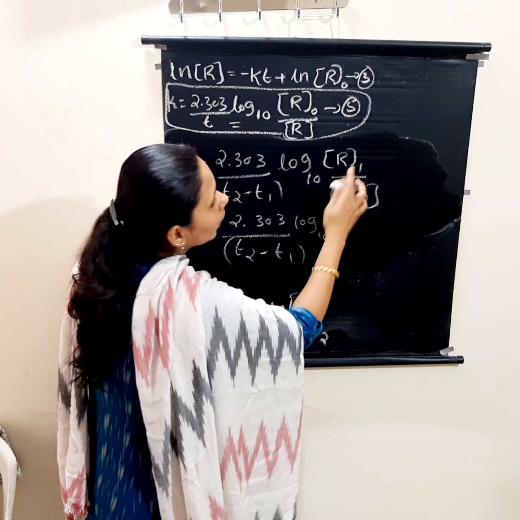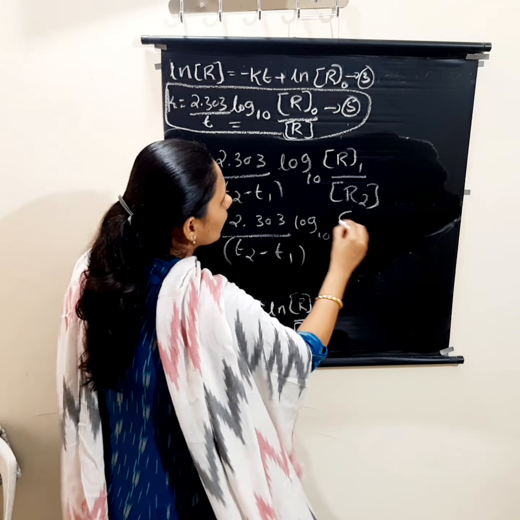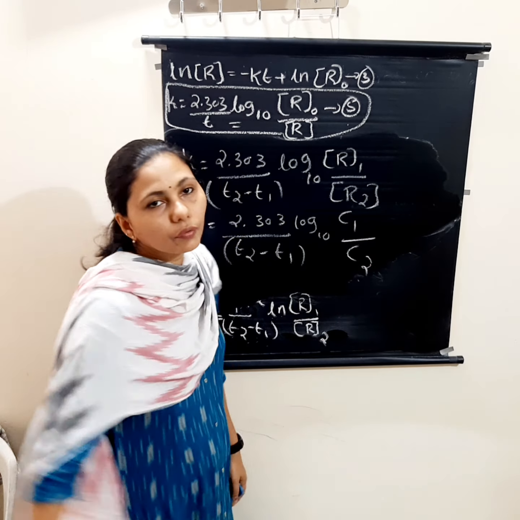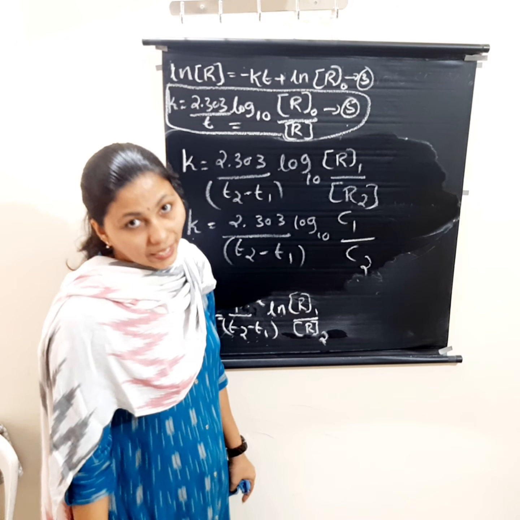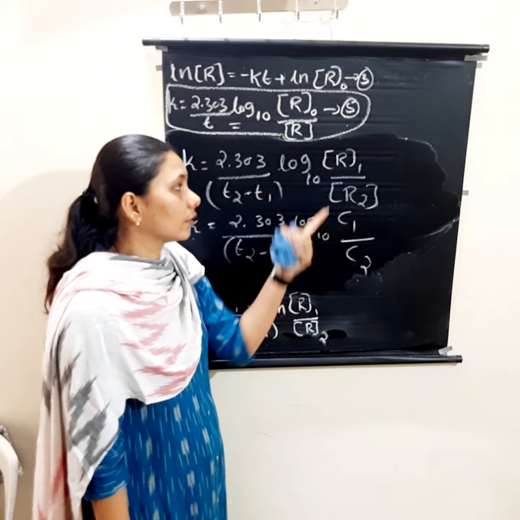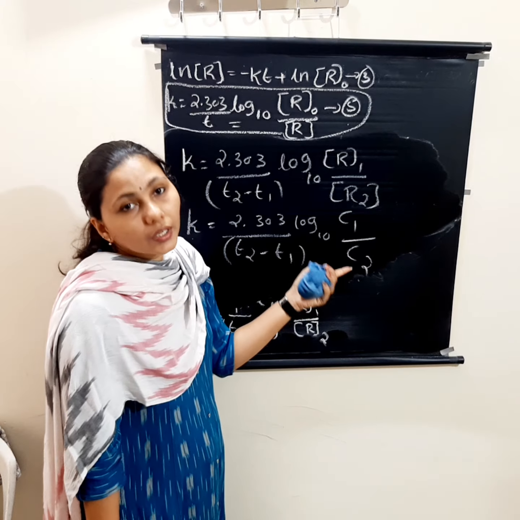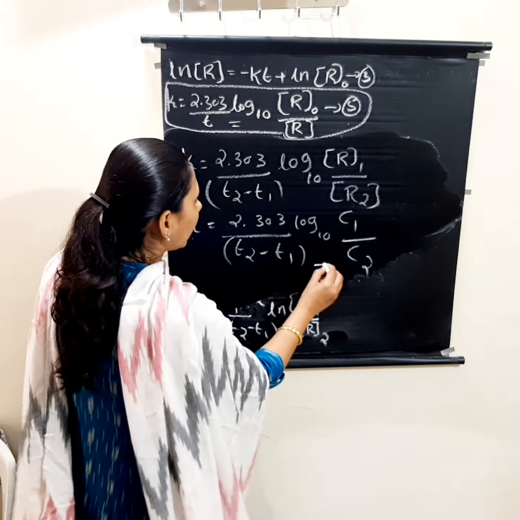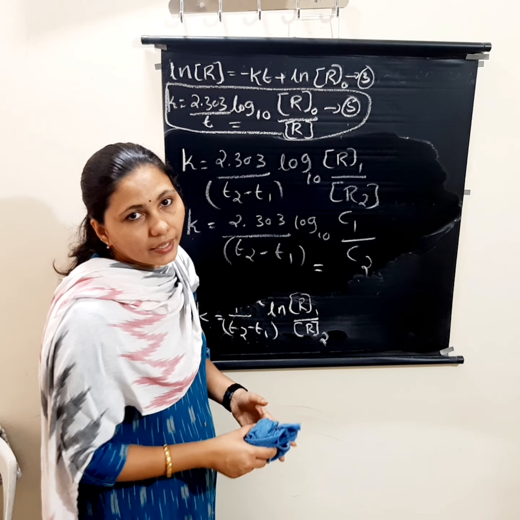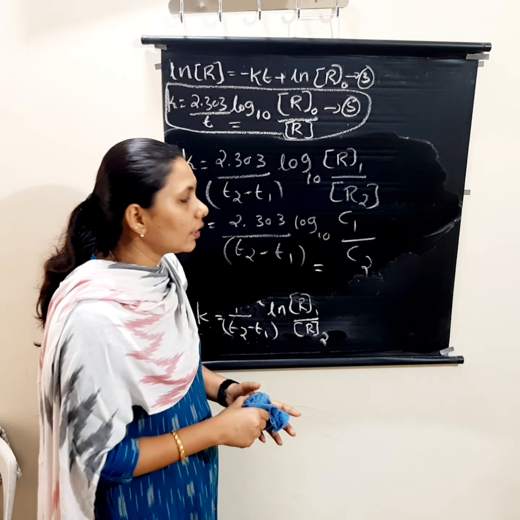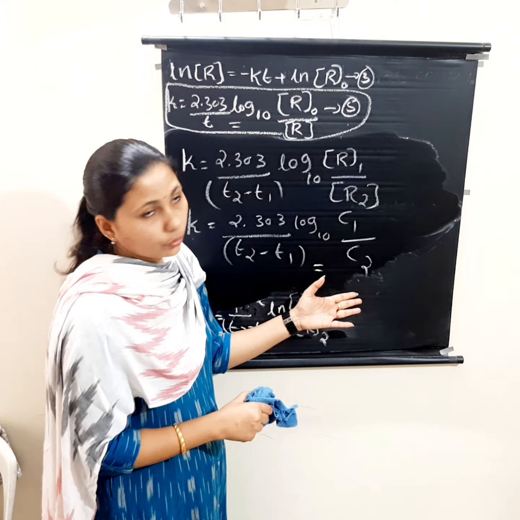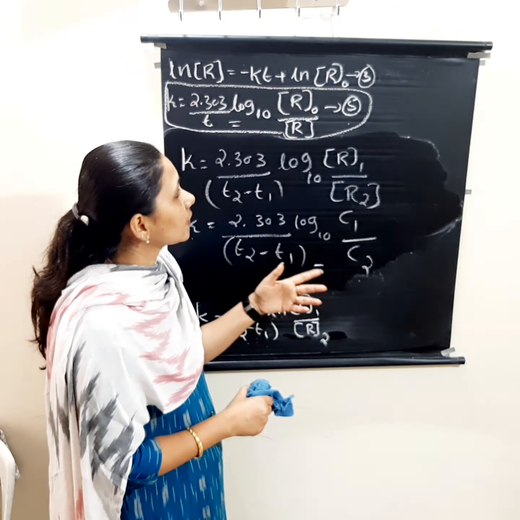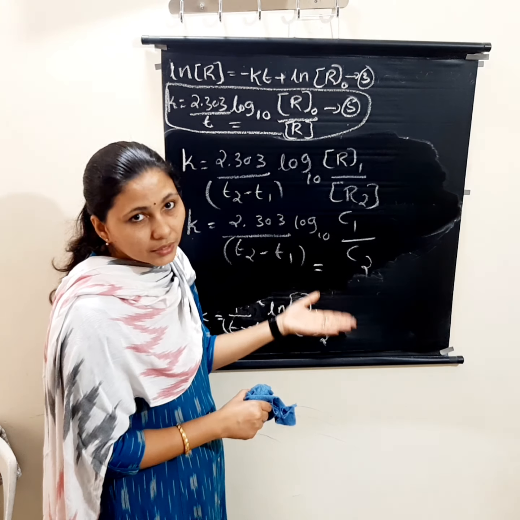Log 10. In place of concentration, we can write C1, the concentration of the reactant at time t1, and C2, the concentration of the reactant at time t2. So k equals 2.303 divided by t2 minus t1 log 10 C1 by C2. Okay, so that is at two different times. That is clear to all of you. This is at times t1 and t2.